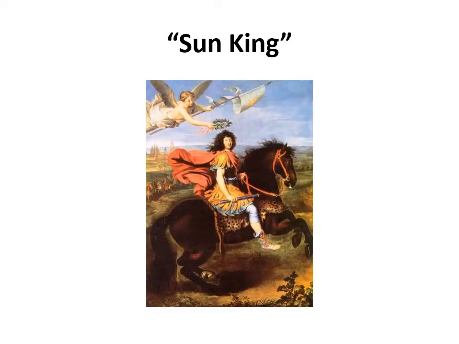Here you see a painting of Louis XIV, and you could consider this painting to be propaganda. So just look at it for a moment and think, what is the image that he is portraying? How is he being portrayed in this painting? Well, he's being portrayed as someone with power. You see the idea of divine right. He's being crowned by an angel from above.